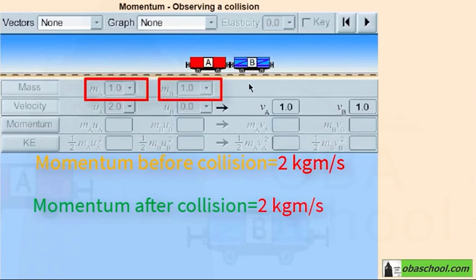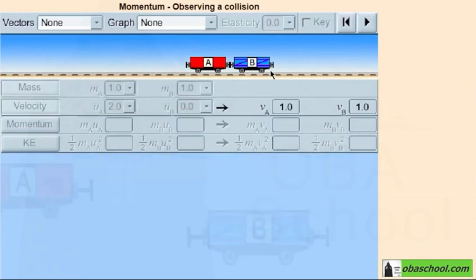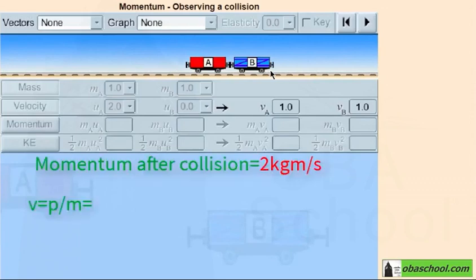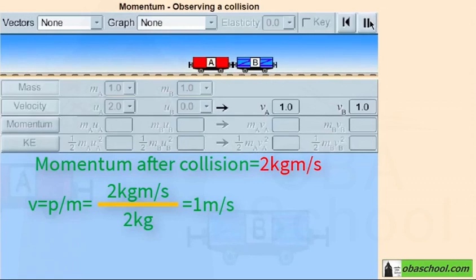So the velocity equals the momentum divided by the mass. The momentum is 2 kilogram meters per second divided by 2 kilograms, which equals 1 meter per second. This is the velocity after the collision.